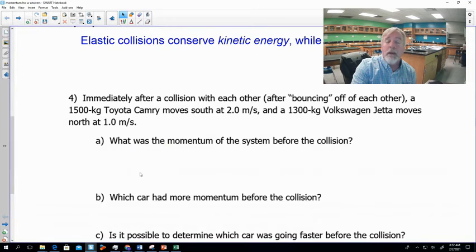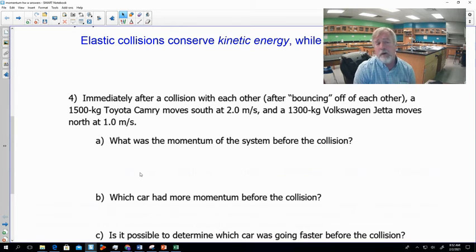Let's take that and make it a little bit harder here. This one's going to be much more of a thinker type of question, at least the second two parts. Our question says immediately after collision with each other, bouncing off of each other. So we're going to take bouncing and treat that as meaning elastic.